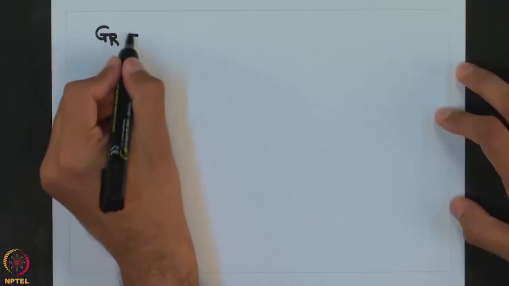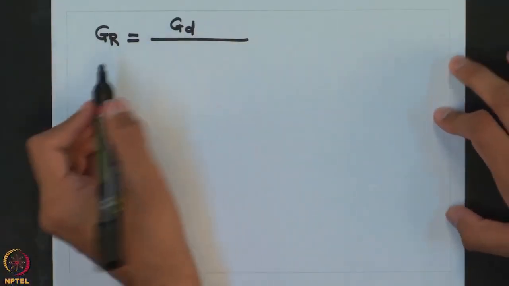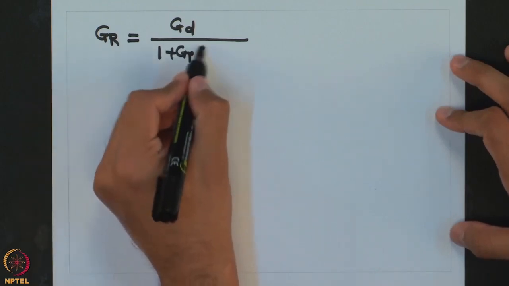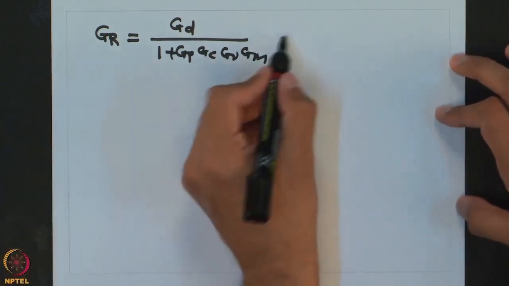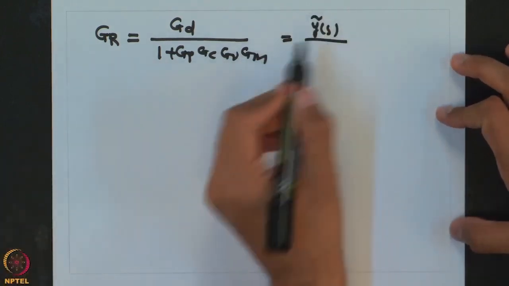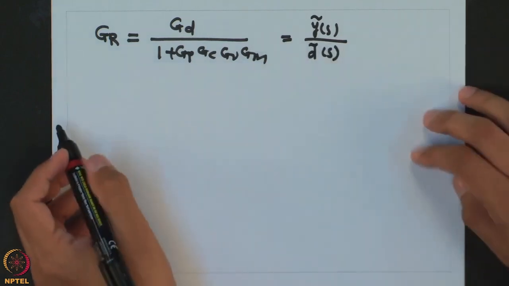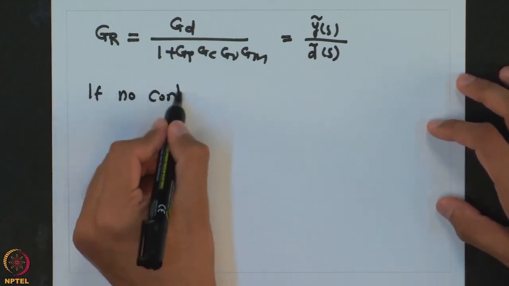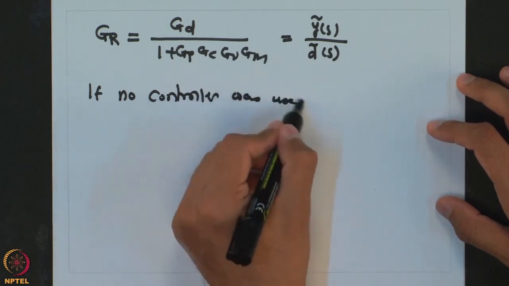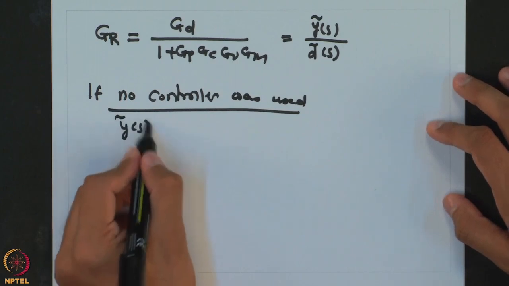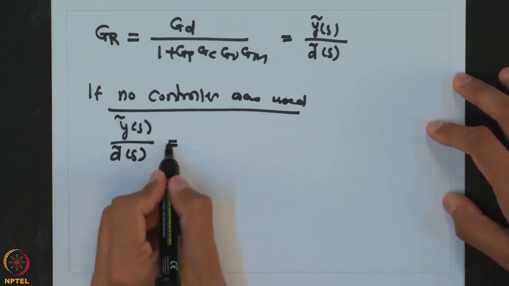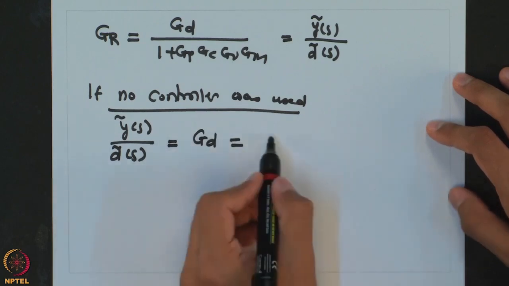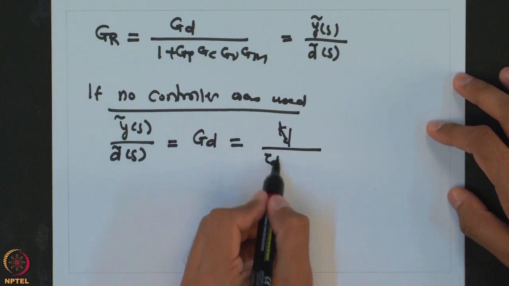Based on this, if we look at the regulatory transfer function, it was equal to Gd over 1 plus Gp Gc Gv Gm, which describes how the output in the closed loop changes as an effect of the disturbance. Before going forward, if no controller was used, then how the output changes in response to the input is the same as Gd, which is equal to Kd over tau d s plus 1 for this case.